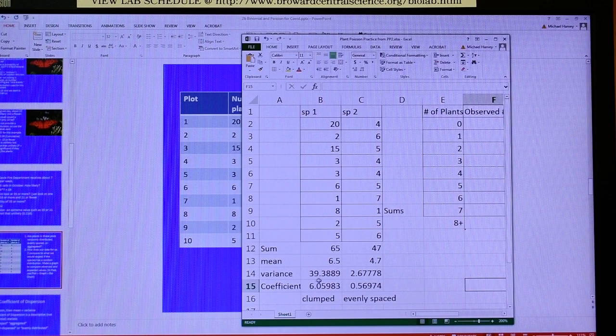Now it's possible to figure out the variance. That's just the usual formula for variance, so you just hit equal, var, and then put B2 to B11, you see that? So it just figures out what the variance is. And then here we have species 2. Now what we have down here is something called the coefficient of dispersion. We're going to talk a little bit about what those things are.